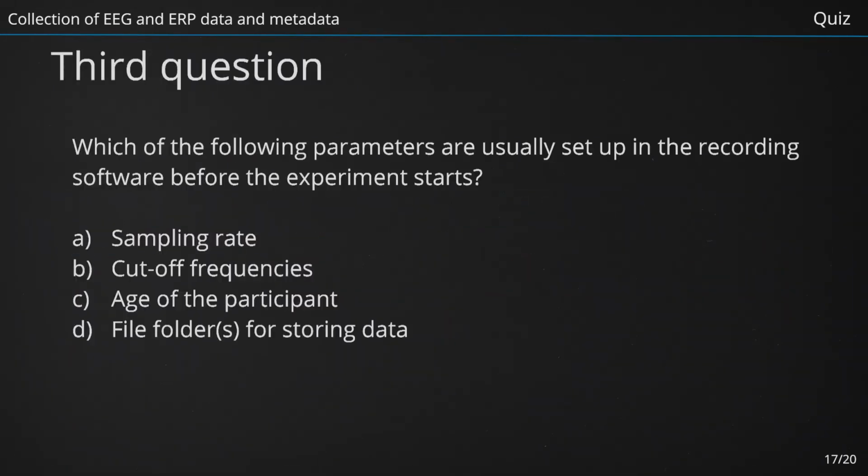Which of the following parameters are usually set up in the recording software before the experiment starts? A. Sampling rate. B. Cutoff frequencies. C. Age of the participant. D. File folders for storing data. The right answers are A, B, and D.